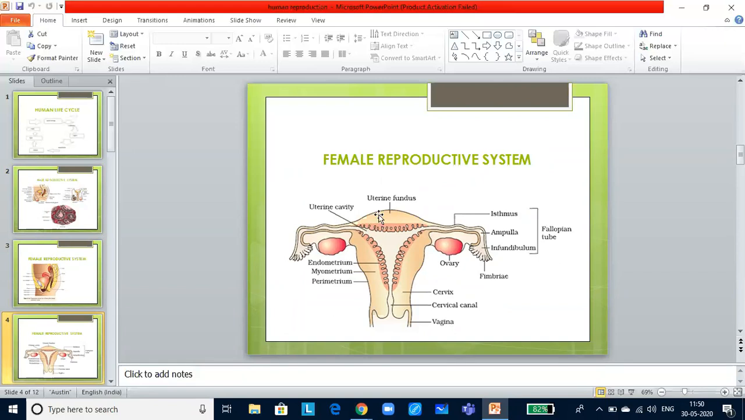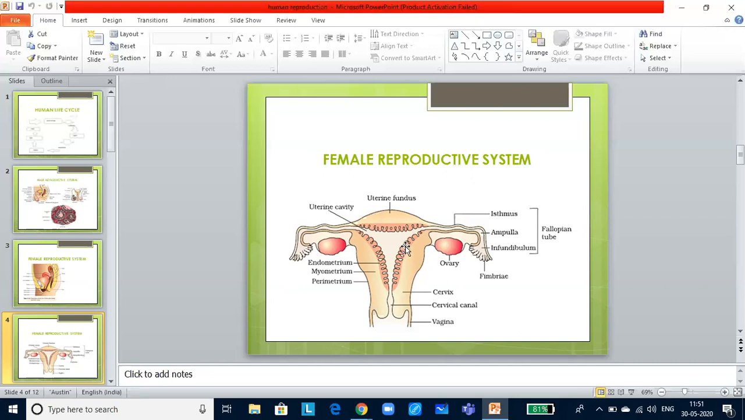Now ovaries are the primary sex organs that produce the female gamete and several steroid hormones. Each ovary is covered by a thin epithelium which encloses the ovarian stroma, which is divided into peripheral cortex and inner medulla. Now, the fallopian tube extends from the periphery of the ovary to the uterus. So, this is the fallopian tube which you are seeing here.